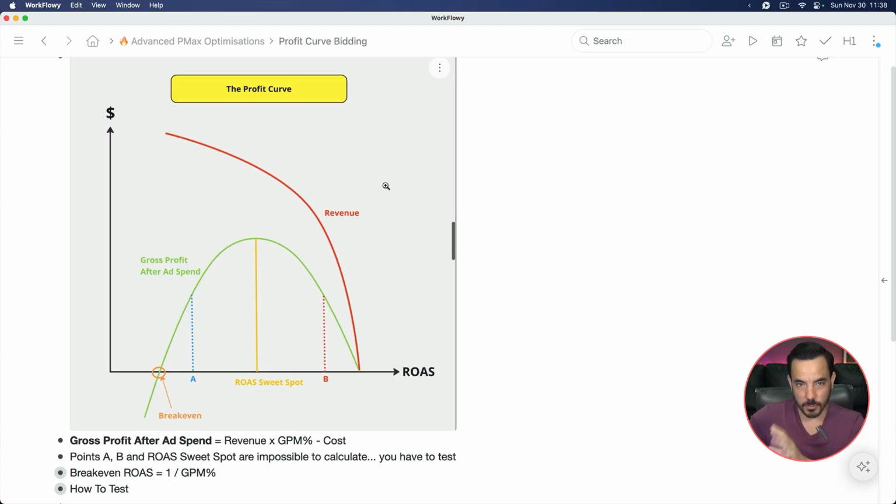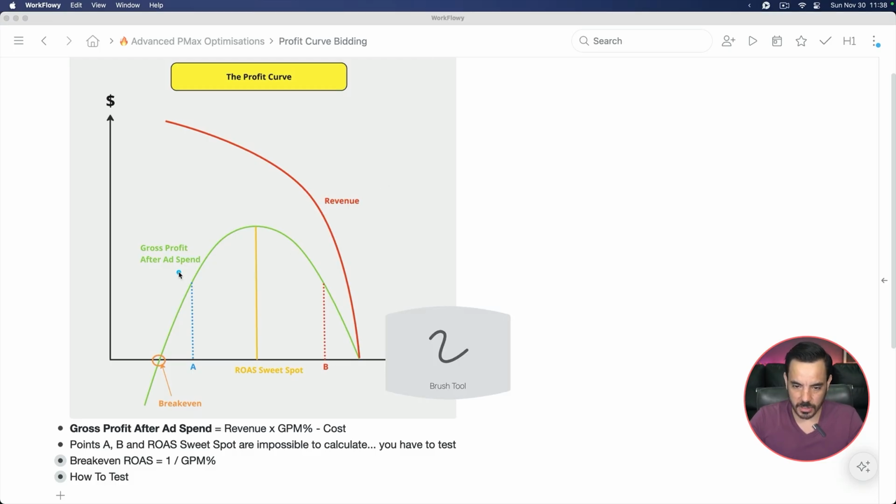And the thing you really need to understand here is that your profit that you get from Google Ads, from your Performance Max campaigns, follows this sort of bell curve relationship with your return on ad spend. So this is your gross profit after ad spend here. And as ROAS goes up, as you increase your target ROAS, at first you're going to get more profit coming in, right? You've got your break-even point here, which can be calculated. And then you want to be aiming your ROAS somewhere above your break-even point, obviously, right? But how far above the break-even point do you go?